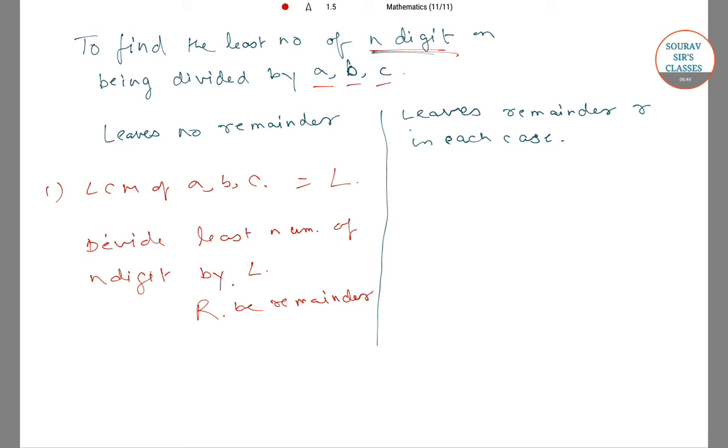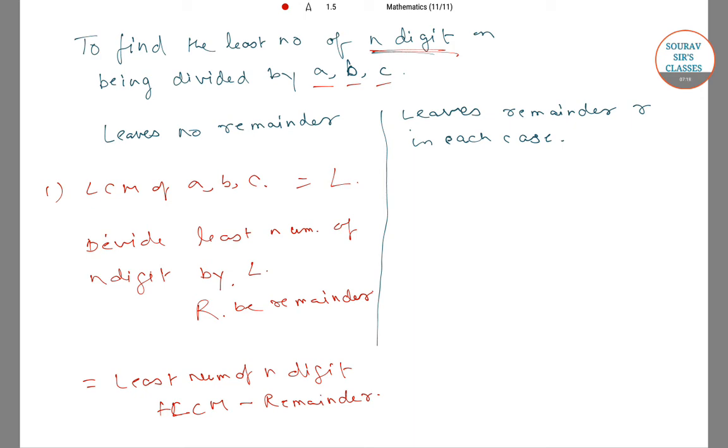So the desired number, that is the least number of n digits which on being divided by A, B, C will leave no remainder, would be the least number of n digits plus the LCM minus the remainder. So it will be the least number of n digits plus L minus R.